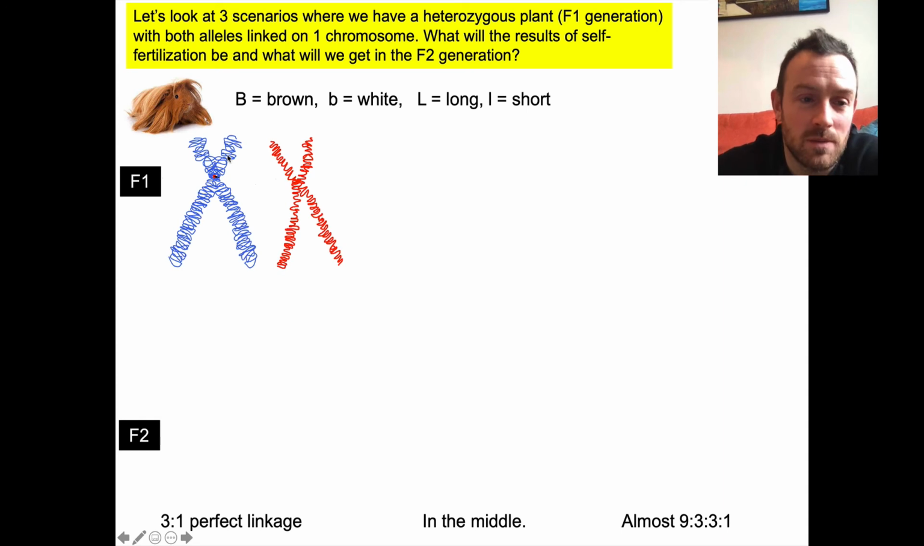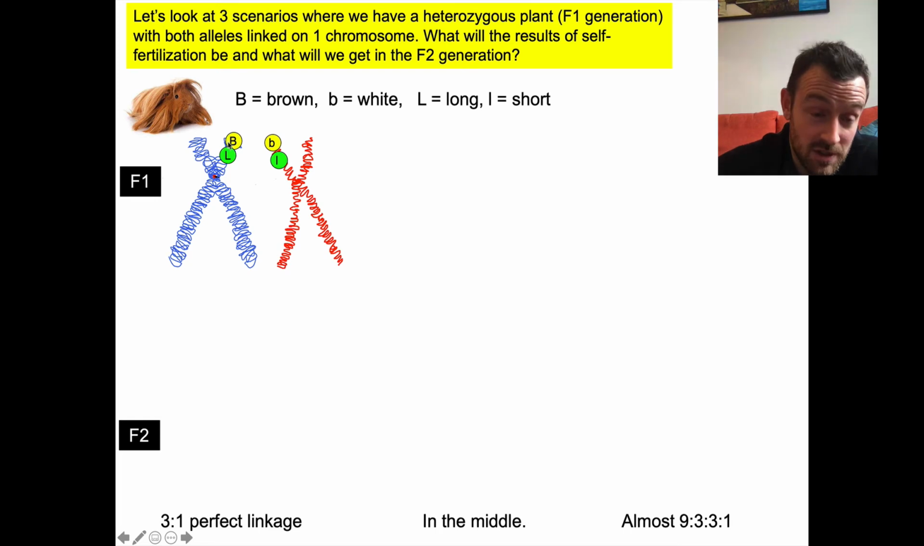So let's look at the chromosomes of this guinea pig. So let's say that on this chromosome here, let's say it's chromosome number 1. Okay, so chromosome number 1 carries the two genes, the gene for hair color and the gene for hair length, and they're very close to each other. So this guinea pig here, it's got brown hair and it's got long hair, but it's heterozygous. Okay, so on one chromosome it's got big B, big L. On the other chromosome it's got little b, little l.